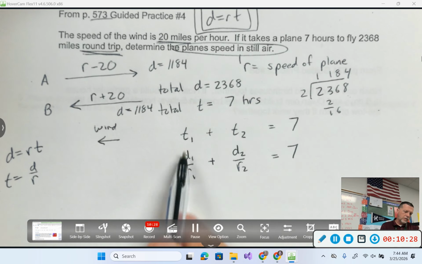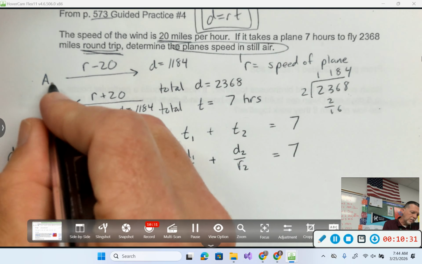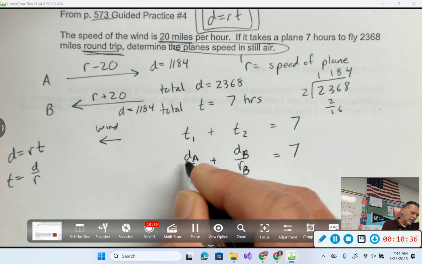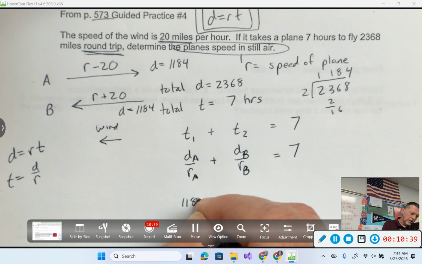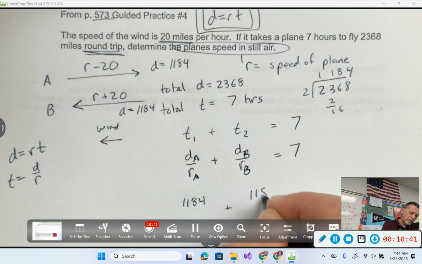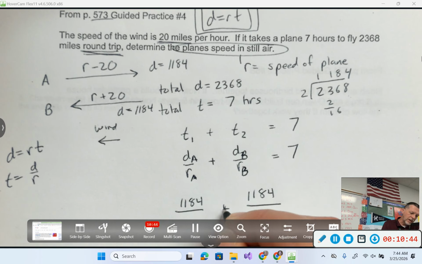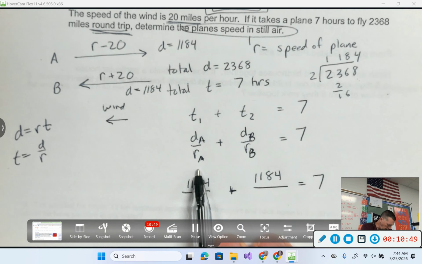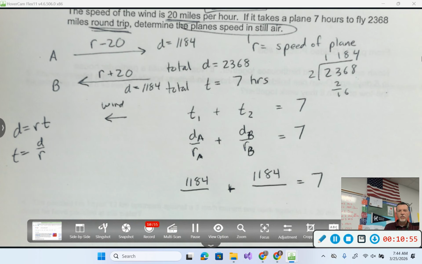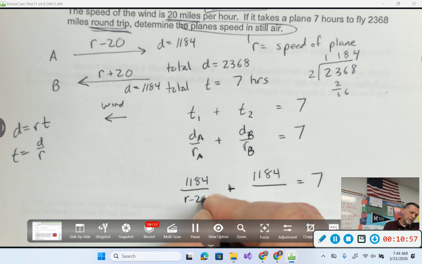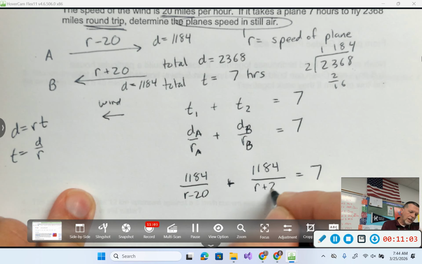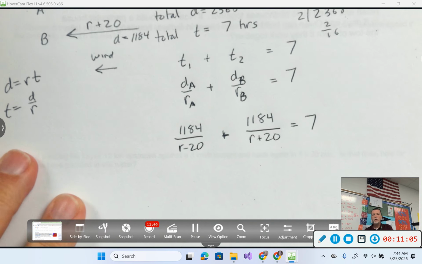All right, so what is D1? Maybe I should have done A and B because that's how I labeled them over here. D1 is, or DA is 1184. In fact, while we're thinking about it, may as well fill that in for the other one. Both distances are 1184. What is the rate on the way? How fast are we moving on part A of our trip? R minus 20. And how fast are we moving on the second leg of our trip? R plus 20. And so now we've got an equation with just one variable in it.